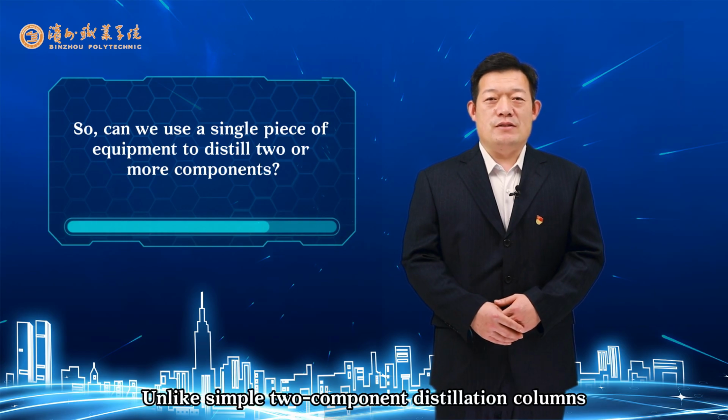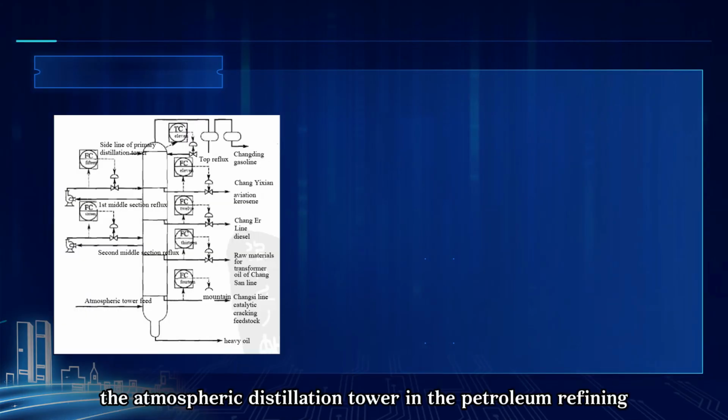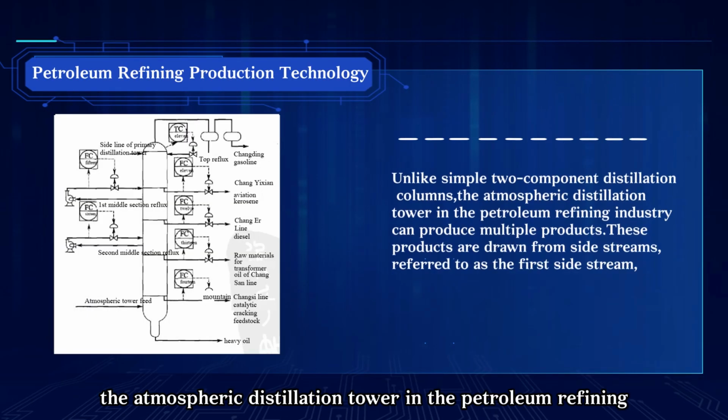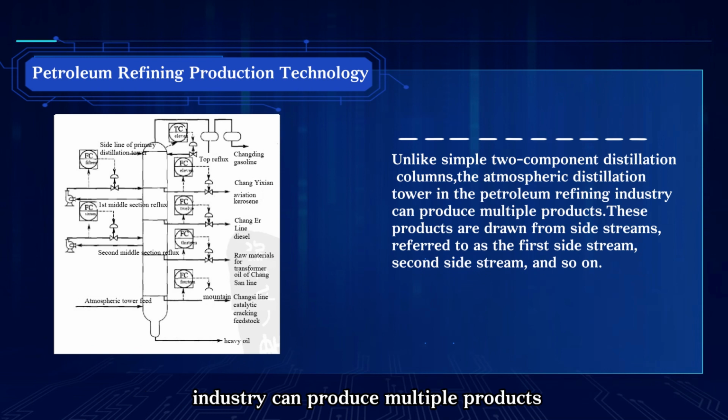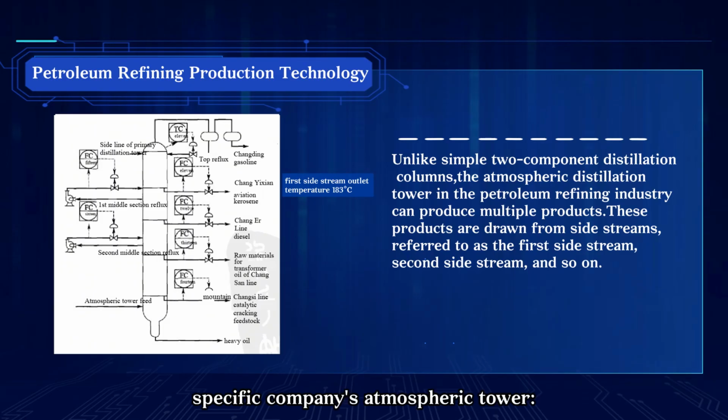Unlike simple two-component distillation columns, the atmospheric distillation tower in the petroleum refining industry can produce multiple products. These products are drawn from side streams, referred to as the first side stream, second side stream, and so on. As shown in the diagram, these are the side stream temperature parameters for a specific company's atmospheric tower.